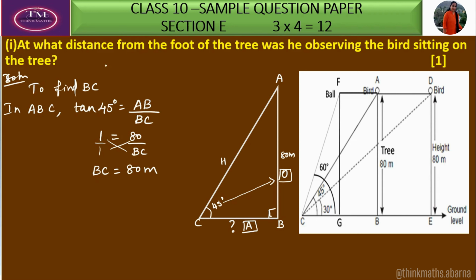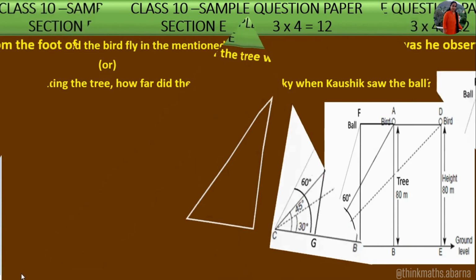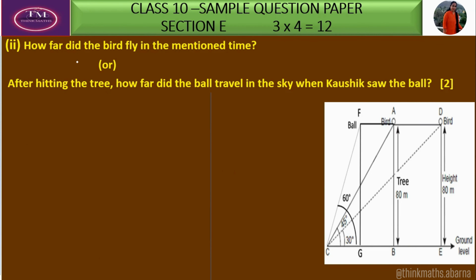That means the distance from the foot of the tree to the observer, which is BC, is equal to 80 meter. So this is the solution for the first part. Next we will move on to the second part. What is the second part?